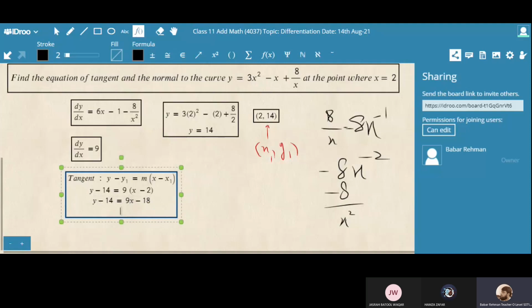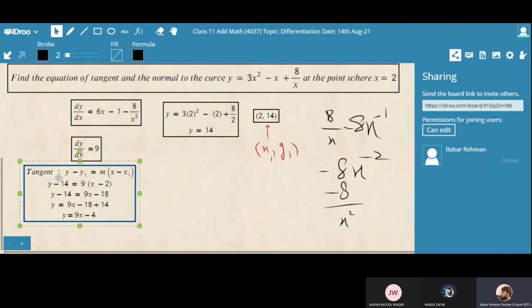As you know, in coordinate geometry we used to find the equation y is equal to 9x minus 18 plus 14. So y is equal to 9x minus 4. Minus 4. This is our answer for the equation of tangent.